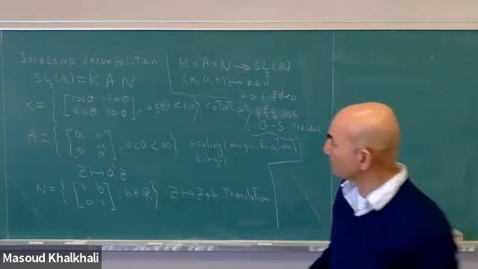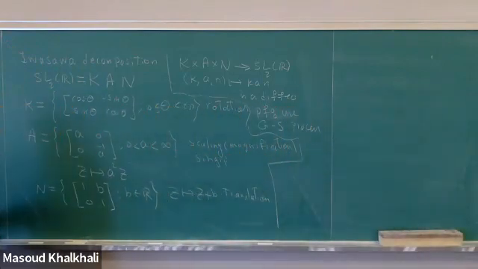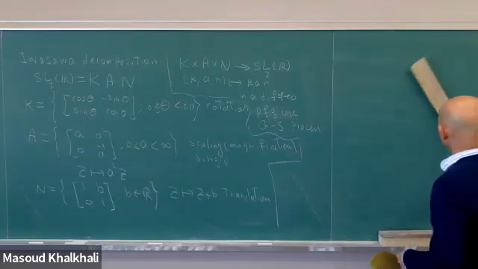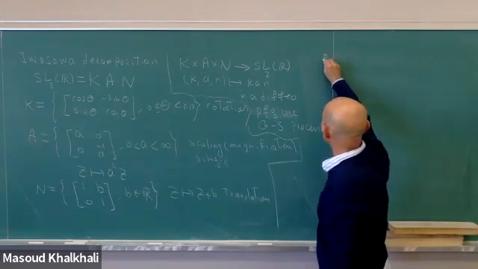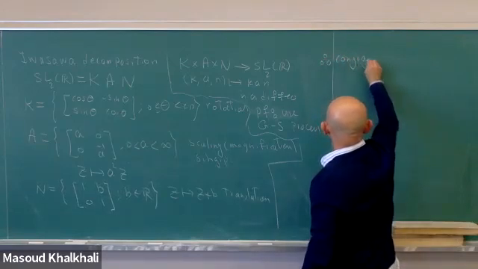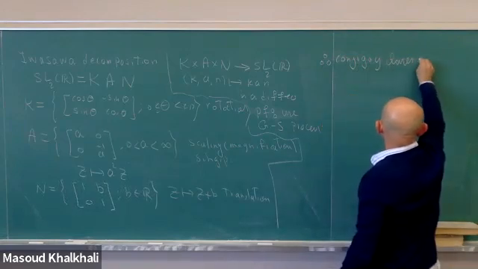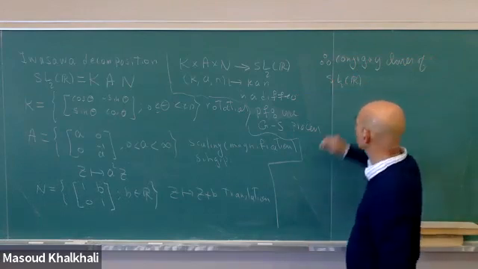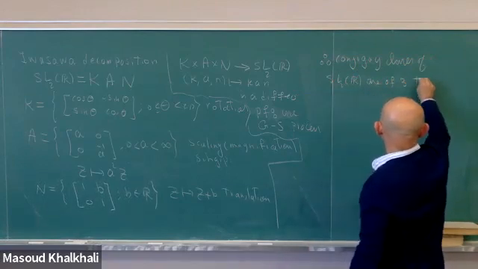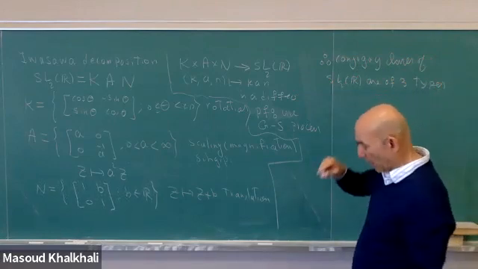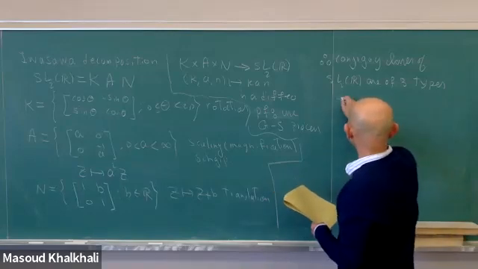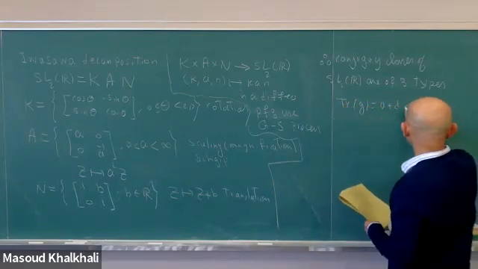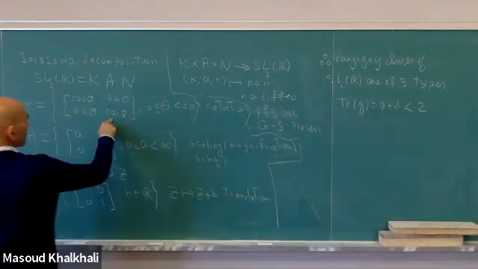Now you can identify the conjugacy classes here according to trace. So the conjugacy classes of SL2R are of three types now. First, elements with trace of g, which is a plus d, less than 2. You see, for these elements the trace is 2 cosine of theta.